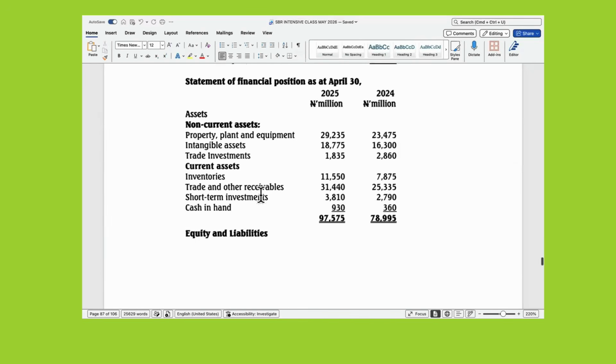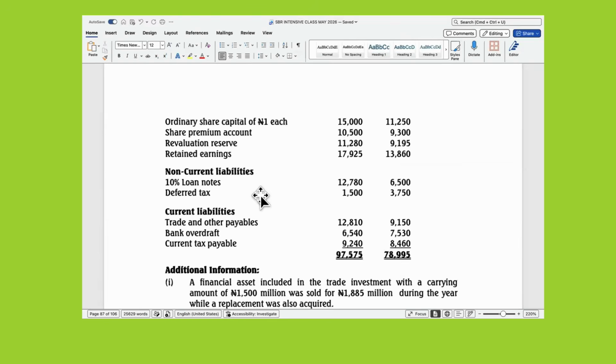Then my equity and liabilities, you already told me about the movement in that one, that they issued shares. You see that it increased from 11,250 to 15,000. The movement is issue of shares. So the additional note confirms that it is a cash movement. So I did the movement in my workings. The same thing for the share premium too, it increased. For the revaluation reserve, I already know that the difference is revaluation surplus that I've already treated.